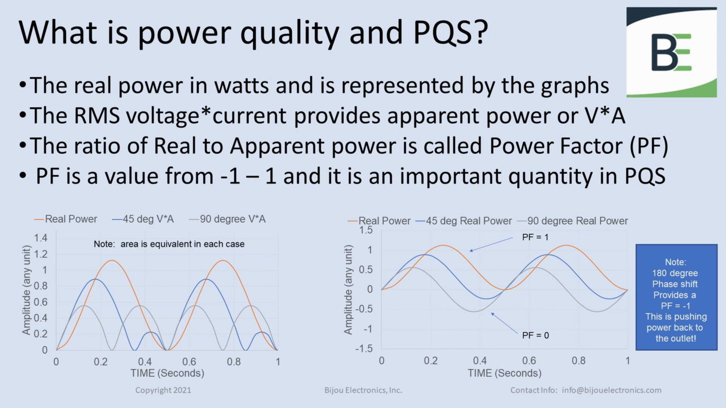in alternating current systems. The real power is in watts and is expressed in the graphs with the orange line. This is 100% effectively consumed power with a high power quality. As the phase change gets larger, the power is effectively consumed differently. In this case, the gray line represents a 90-degree phase shift between current and voltage.